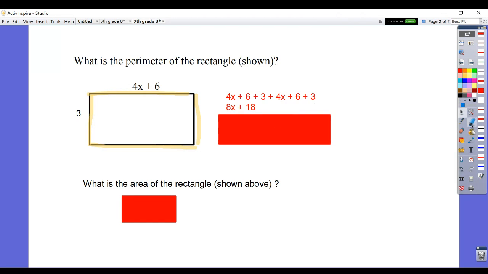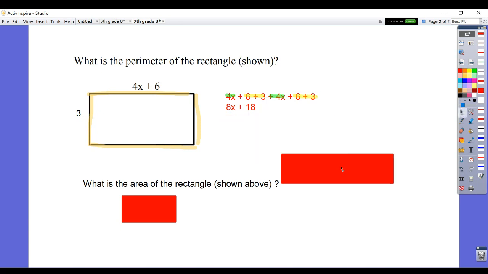So that would give us, if we combine our like terms, 8x, that's coming from the 4x plus 4x. And then combining the unit terms, 6 plus 3 is 9, plus 9 gives us 18. So that would be considered our perimeter in simplified form because we can't combine any other terms. There are no other terms that are alike.